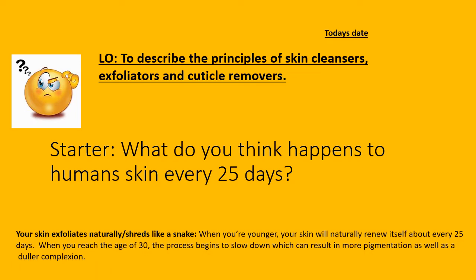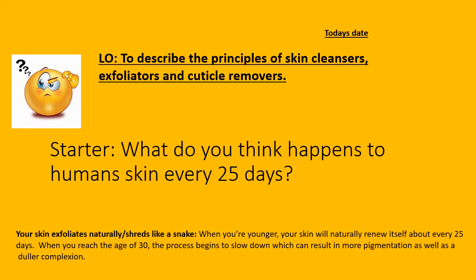So your skin exfoliates naturally. It kind of shreds similar to a snake, even though we don't see it. So when you're younger, your skin will naturally renew itself about every 25 days. When you reach the age of 30, the process begins to slow down, which can result in more pigmentation as well as a duller complexion.